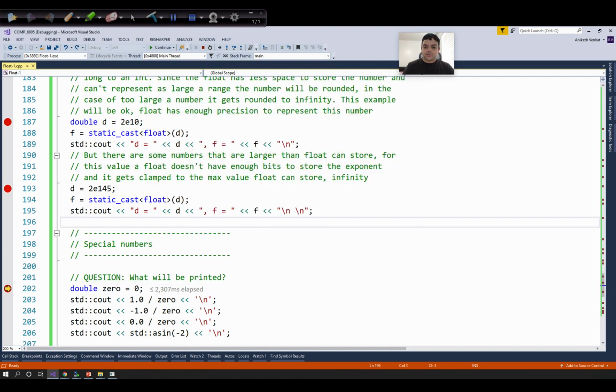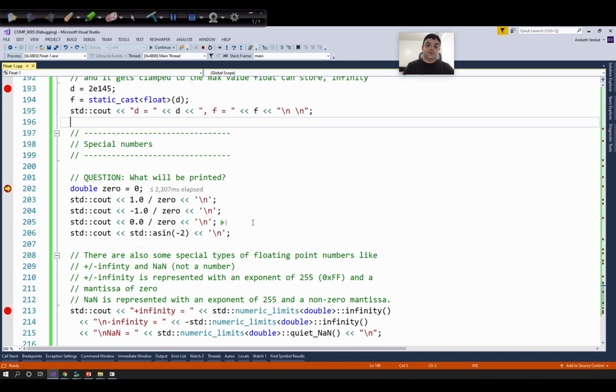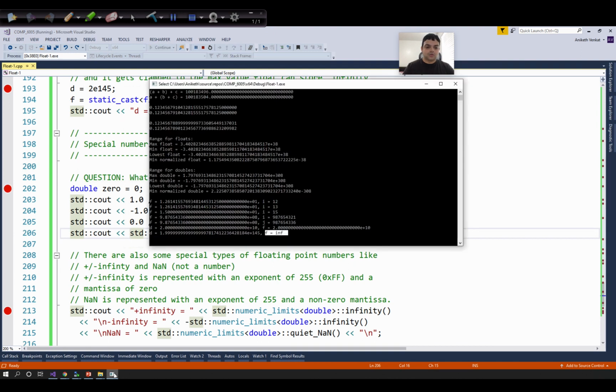Now let's look at some special numbers with doubles. Previously we saw that division by 0 with integers would lead to unexpected behavior in C++. Now let's look at what happens when we do this with doubles. So here I'm initializing a double with 0, and then I'm doing 1.0 divided by 0, minus 1.0 divided by 0, 0.0 divided by 0, and then I'm taking sine inverse of minus 2. We know that sine has only values between minus 1 and 1. So what happens when we take arc sine of minus 2? So let's print these values and let's look at the result.